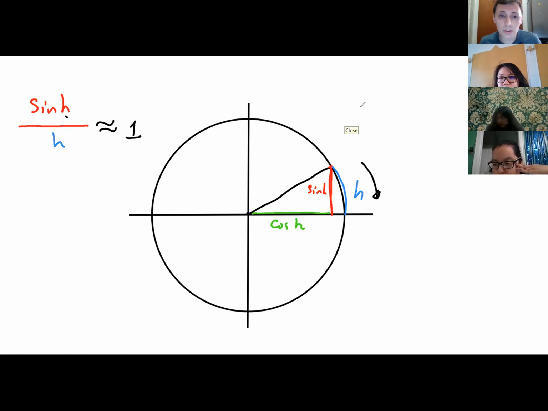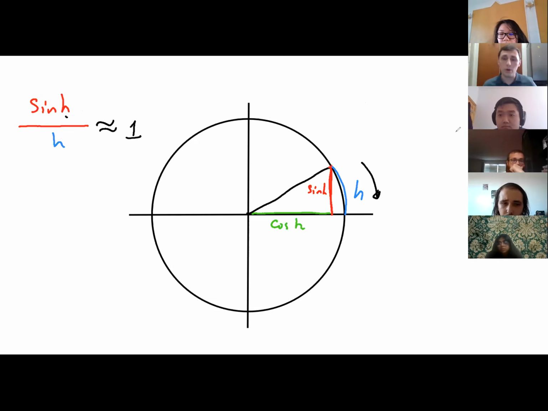As h decreases to 0, h is this arc, okay? You see that this curve and this red line, they will be more and more of the same length.